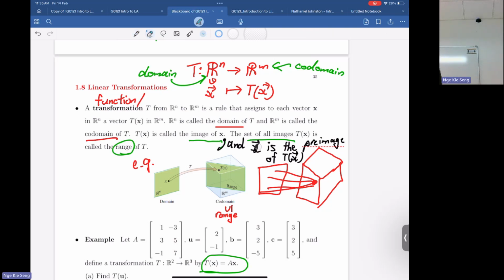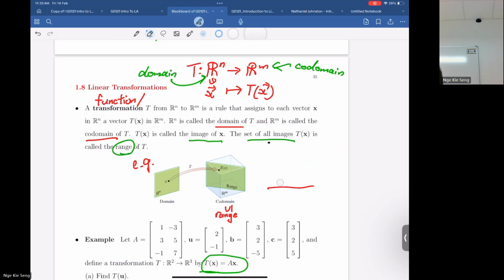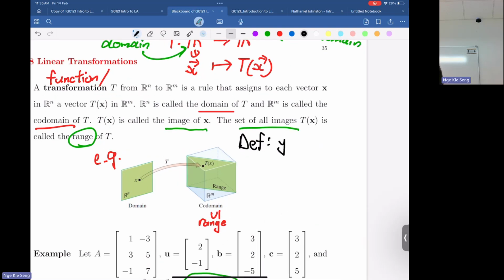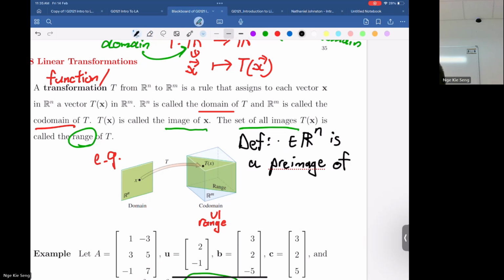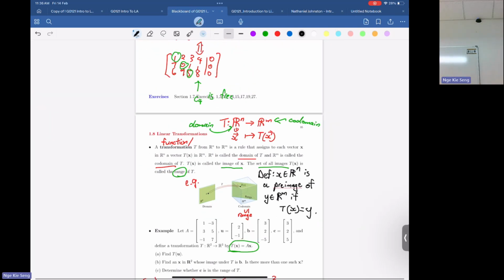So maybe make it more general here. Definition: x in Rn is a pre-image of y in Rm if Tx equals y. This is just some terminology to use.